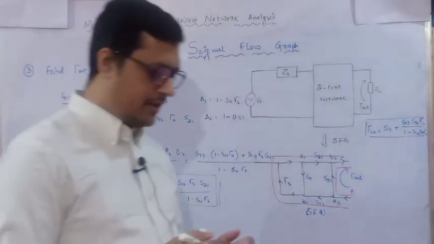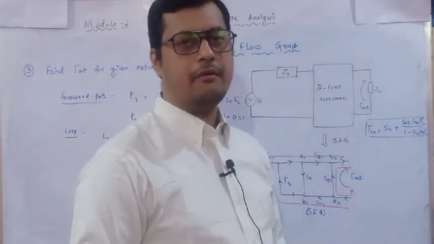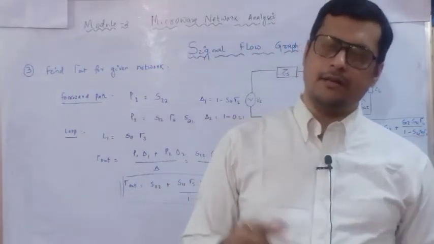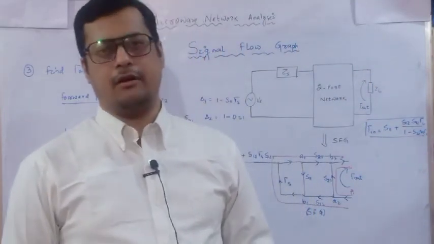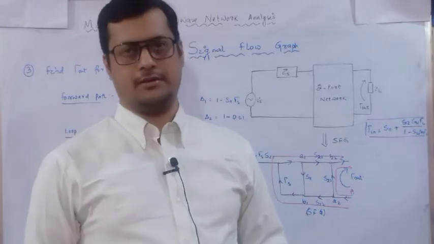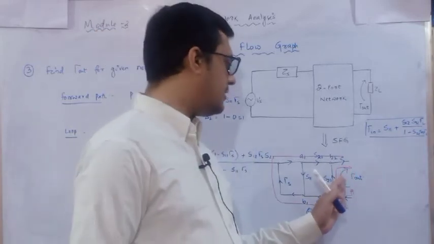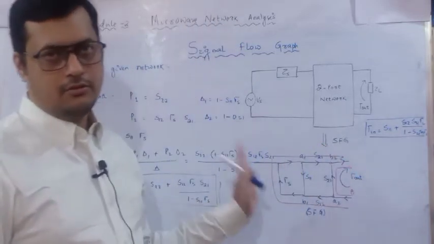So this we have calculated with the help of Mason's gain formula. So whenever a signal flow graph comes, you have to use Mason's gain formula to determine the transfer function, and that transfer function may be with respect to the input or with respect to the output.